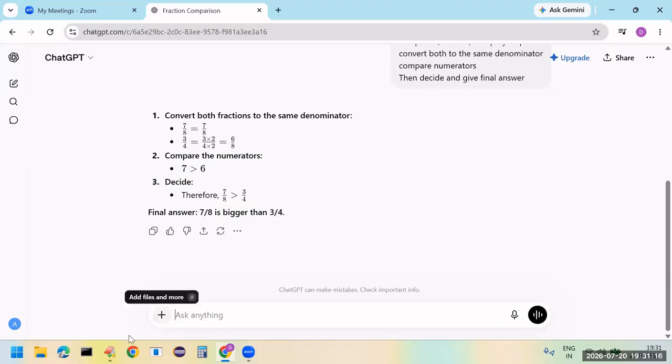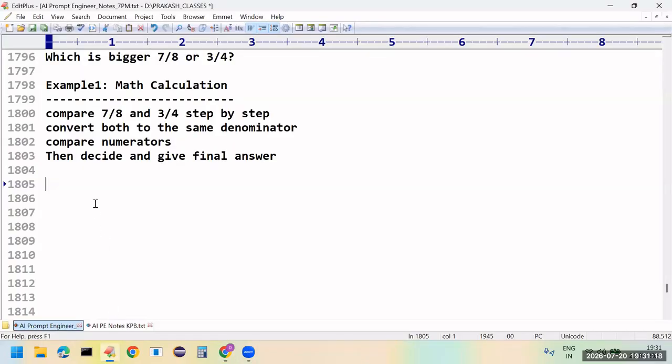Have you observed how beautifully it evaluated with our provided steps? This is called as what? Reasoning prompt. If you are clear with this, I will take one more example. Real-time examples. Clear, friends, up to this?